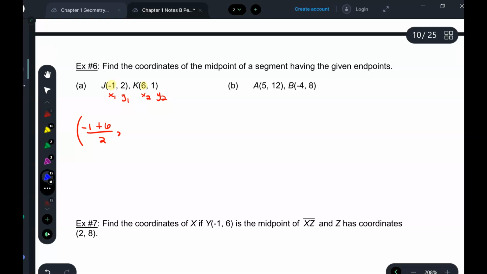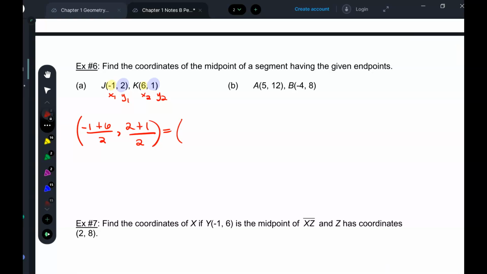Okay, so are we okay so far? Yeah, then 2 plus 6. Good. So now I'm combining the y coordinates, 2 and 1. So I have 2 plus 1 divided by 2. Negative 1 plus 6 is 5. I'll write 2. Good. And we could just leave it like that.